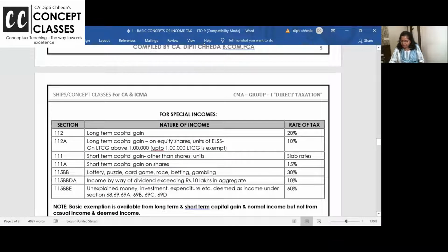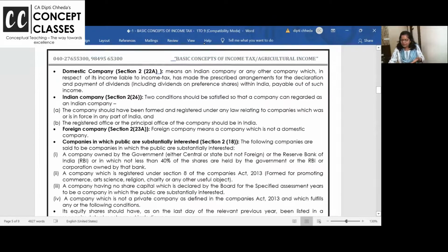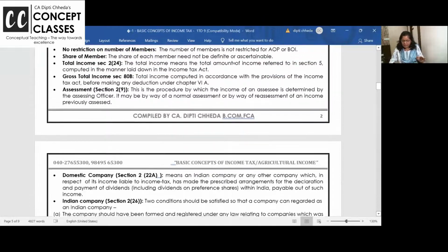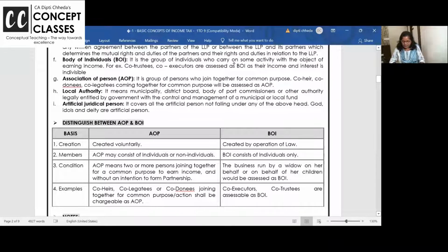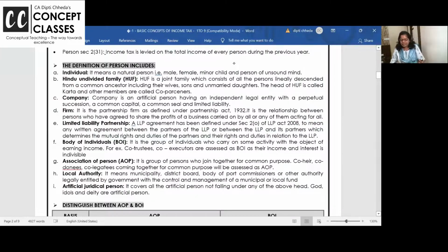Okay, these are the lovely tax rates we are going to study after some time. Right now this is all theory. I'm not going to teach all theory at a time. Every day a little theory, a few problems, will go together. But this part should be very clear for today. Definition of person under section 2(31) includes all this.